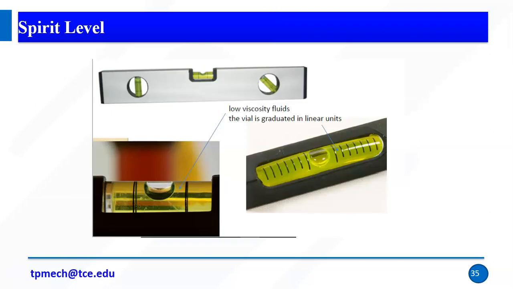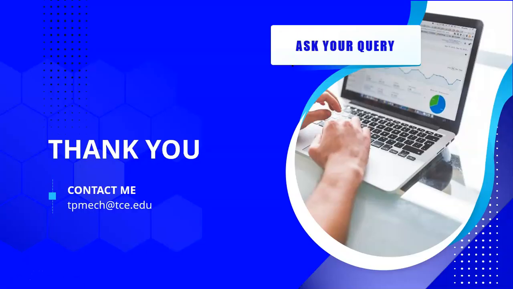Again, the fluid is generally a low viscosity fluid. It is a graduated linear unit. For example, here there are no units. Here the bubble is at the center. If it is displaced here, we can check how much angle variation there is, and we can easily measure it. Okay, so up to this we saw what is meant by angle, the units of angle, what types of instruments we have to measure angles, and how we classify angle measurements. We have 4 classifications, and we saw 3 components: the vernier bevel protractor, the sine bar, and the spirit level. Thank you.